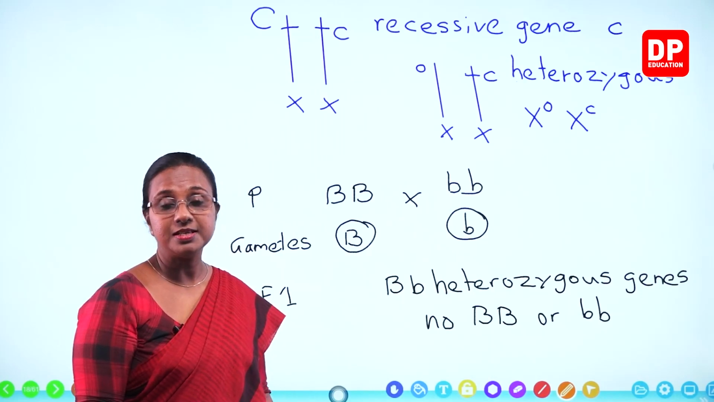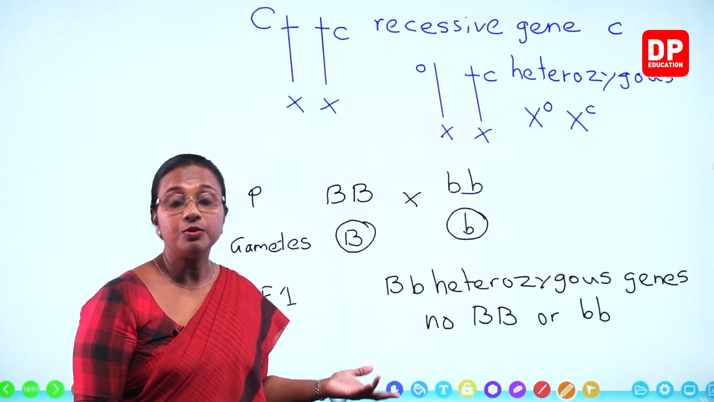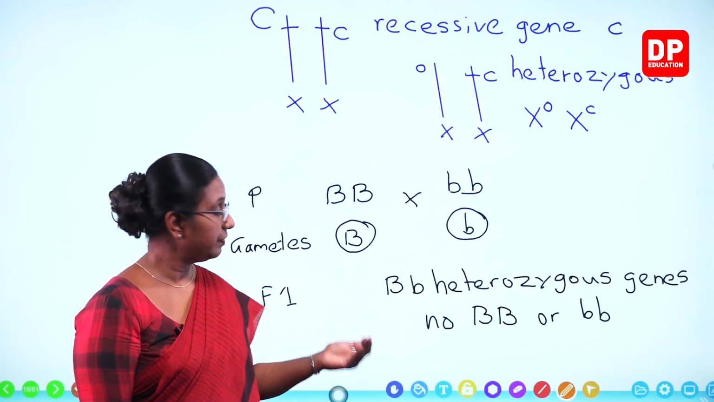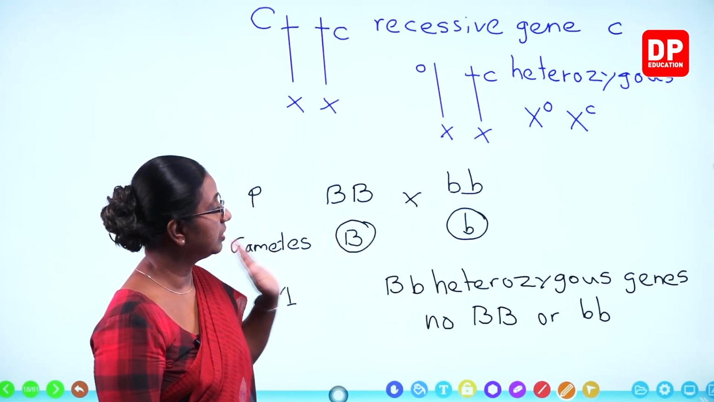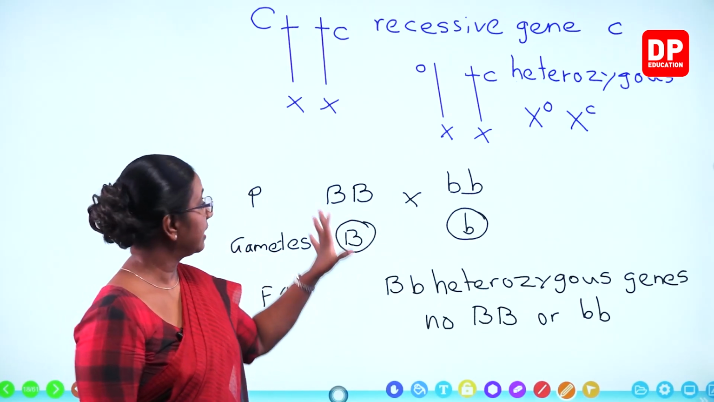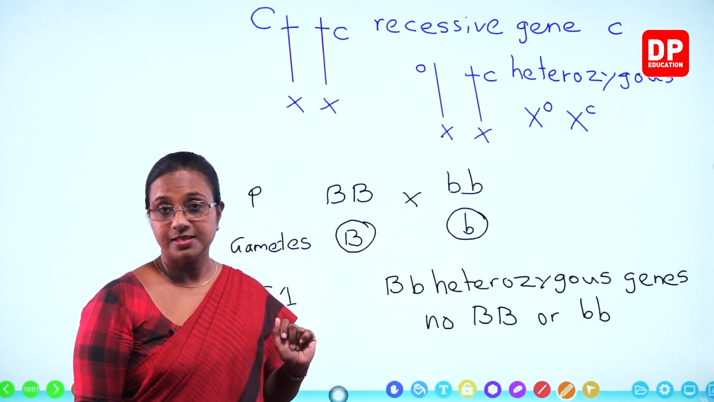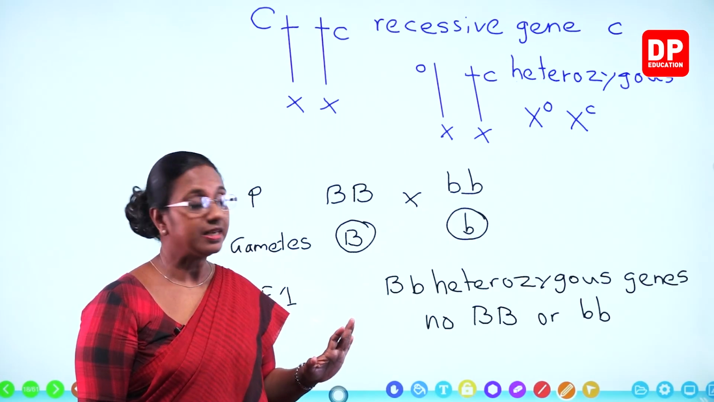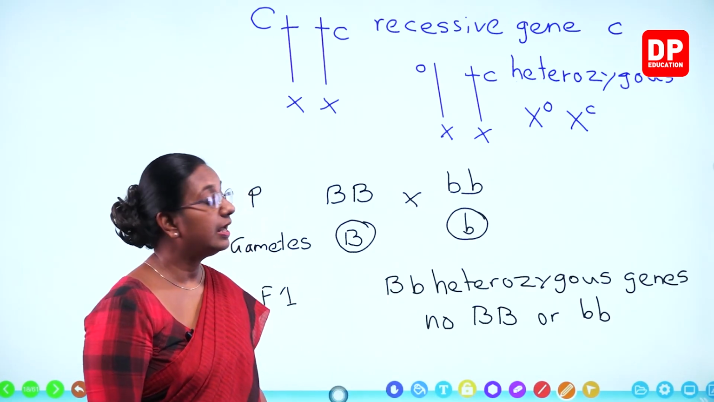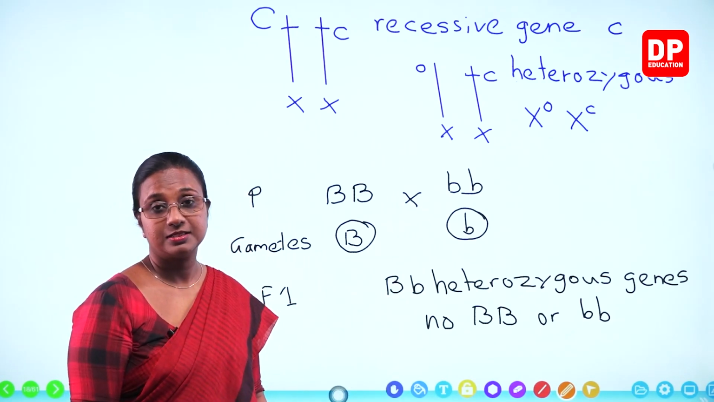So what is the percentage? 0%. No phenotypes that are similar to the parents. That is, the homozygous dominant character and the homozygous recessive character. Is that clear to you all? Because this is the heterozygous condition.